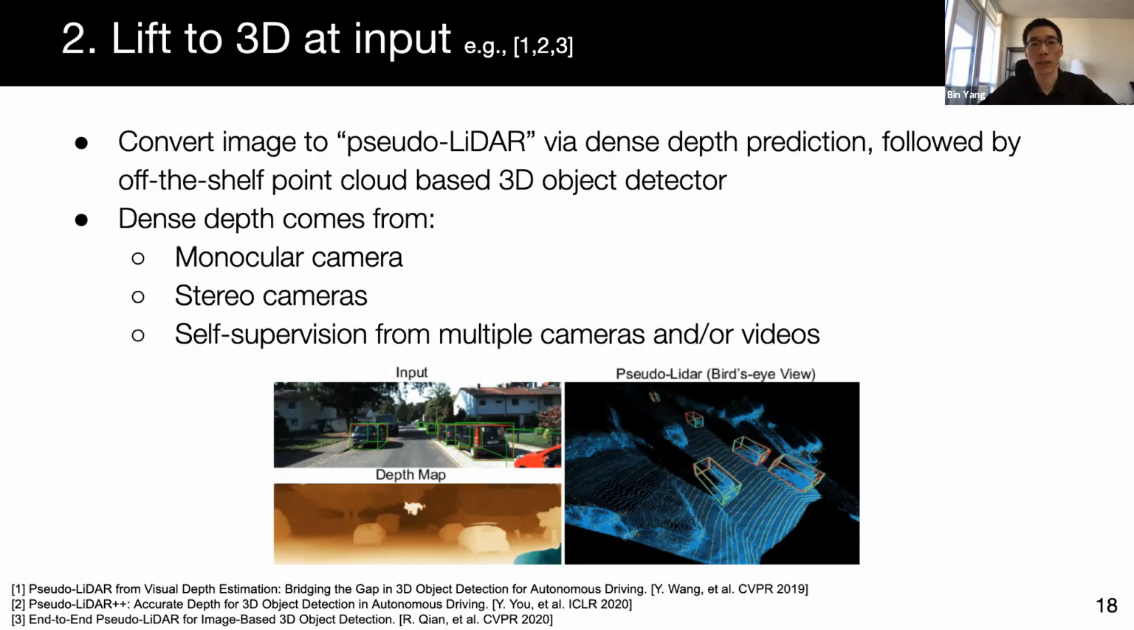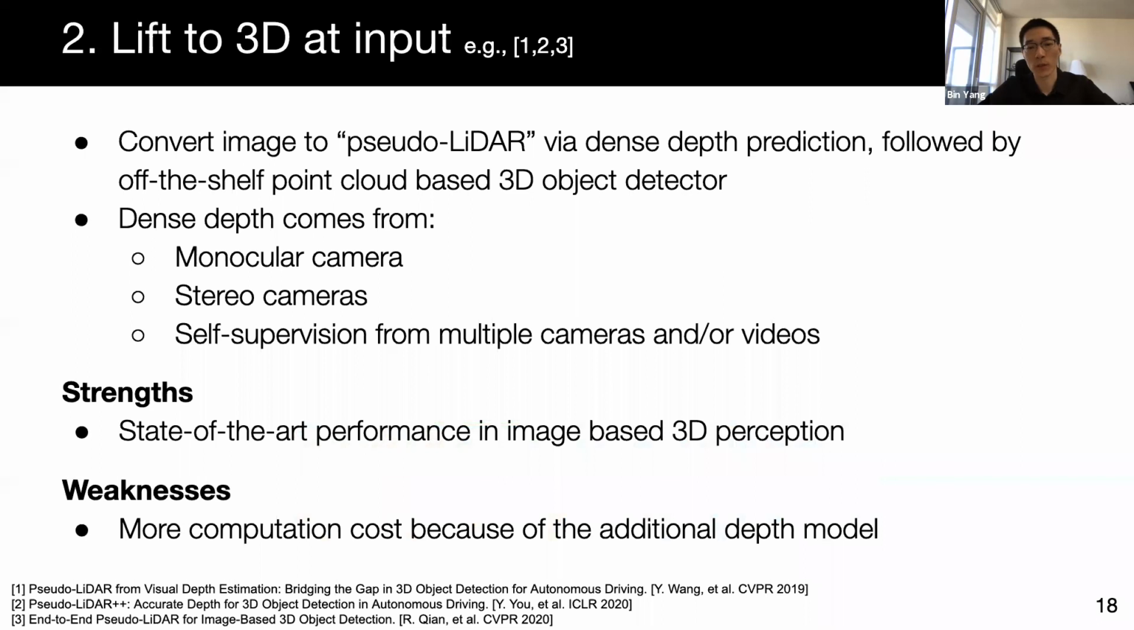Now we look at methods that lift to 3D at the input level, also known as Pseudolidar. These approaches first perform pixel-wise depth estimation, and then convert the image pixels with estimated depths to the 3D space following the camera parameters. Then an off-the-shelf point cloud-based 3D detector can be applied to the Pseudolidar point cloud. In these models, the depths can be inferred from monocular camera, stereo camera, or by self-supervision from multiple calibrated cameras or video sequences. Pseudolidar-based approaches achieve state-of-the-art results in camera-based 3D perception at the cost of an additional depth model.